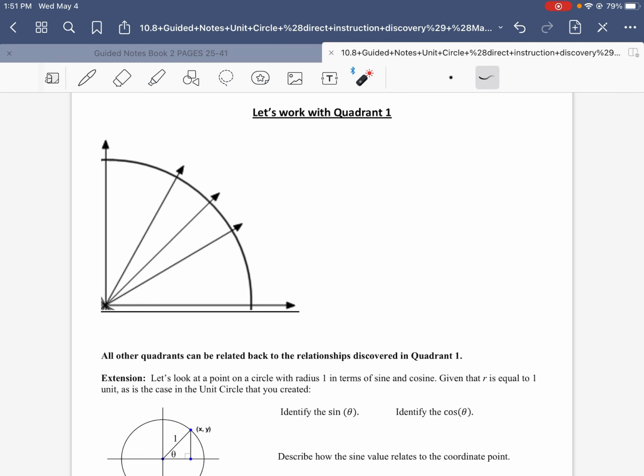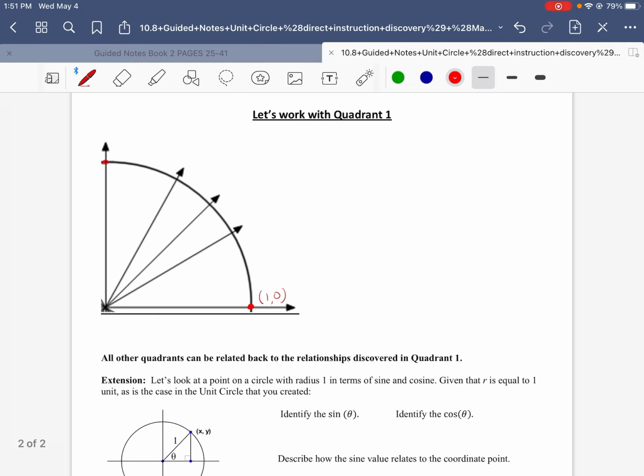So here I have quadrant 1. I'm going to fill in some of the pieces that we just looked at, where this first point, because the radius is length 1, would be at the point 1, 0. This one up here at the top would be the point 0, 1. Okay. From there, I'm actually going to construct some special case triangles as we build our unit circle. So I am going to, in particular, take this point and we're going to deal with this one first.